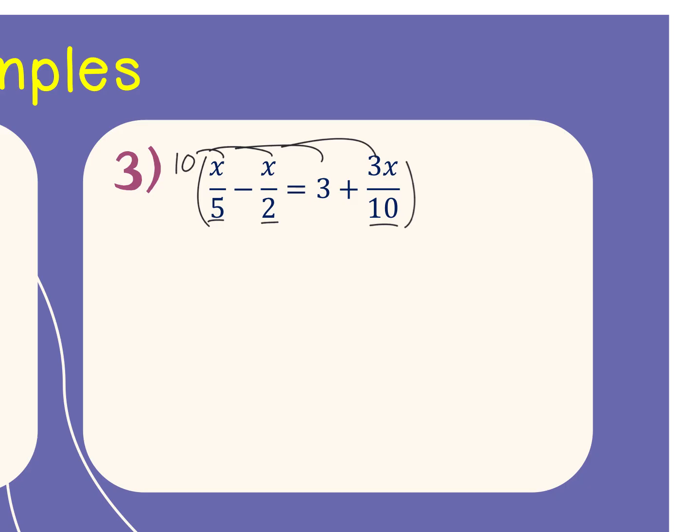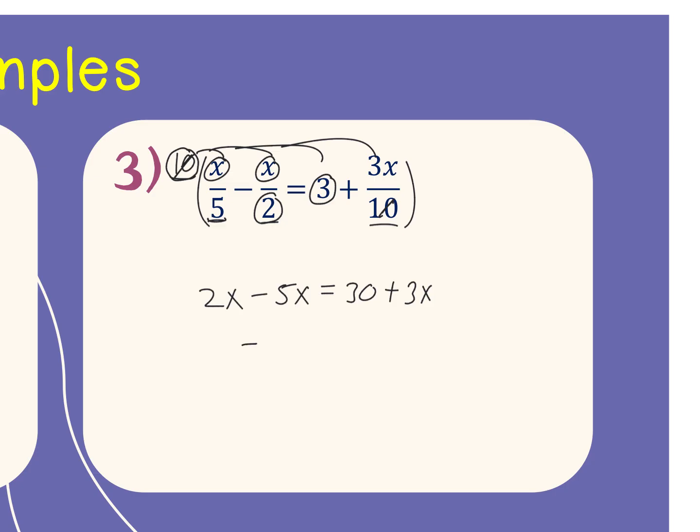So I'm going to take my 10, my least common denominator. If I do 10 divided by 5, that's going to get me a 2, so I'm going to throw a 2 in front of this x right here. And I could do the same thing here. 10 divided by 2 is going to get me a 5, and there's an x here, so it's going to get me a minus 5x, equals 10 times 3 is going to get me a 30. Plus, and then 10 divided by 10 are going to cancel out, so I get plus 3x.